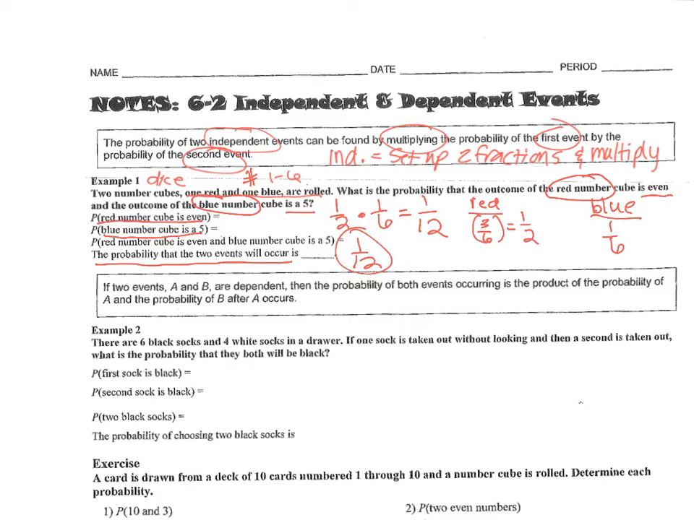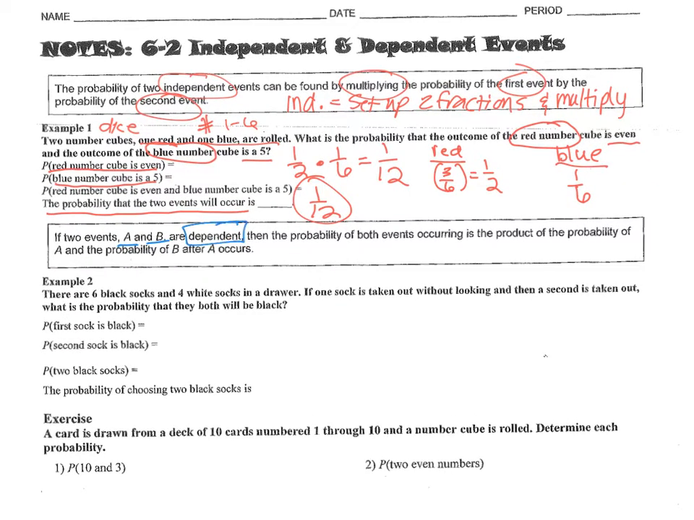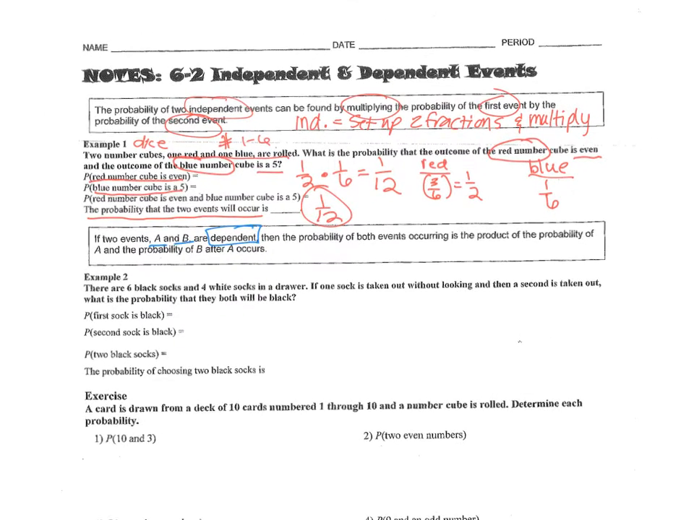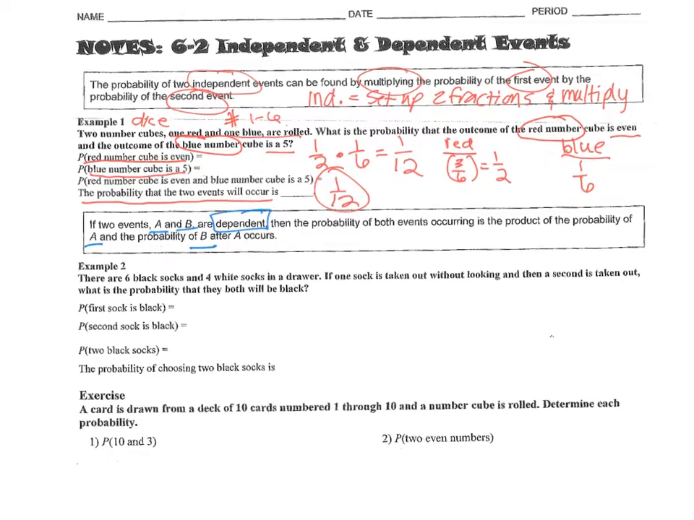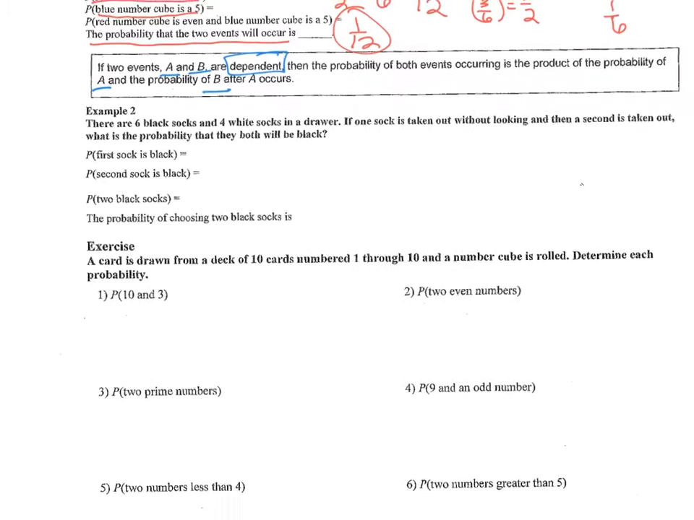So that's independent. Now, dependent. If two events, A and B, whatever they may be, are dependent, then the probability of both events occurring is the product of the probability of A and the probability of B after A occurs. Like the first part, we did two different fractions. There were two different scenarios going on. They really didn't have anything to do with each other. This time, the second fraction will be affected by whatever happened the first time. So let's do this practice problem so that it makes sense to us.